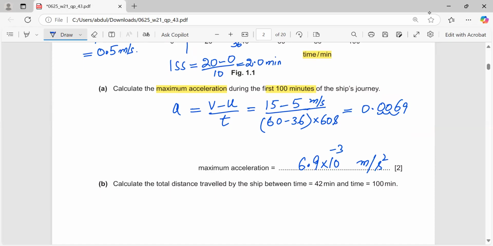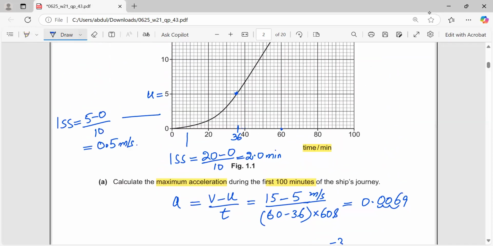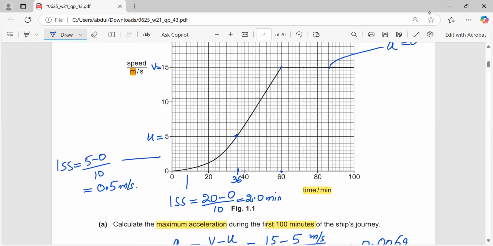Next, calculate the total distance traveled by the ship between 42 minutes and 100 minutes. On a speed-time graph, the area under the graph is always equal to the distance traveled. So let's see it. See, I will be drawing a diagram for you. I will do it in two portions. First of all, this is A1 and this is A2. A1 is a trapezium and A2 is a rectangle.